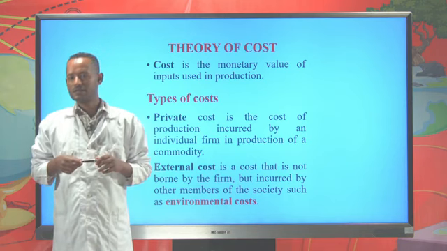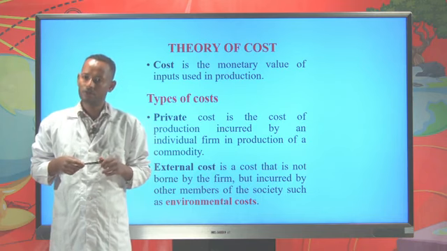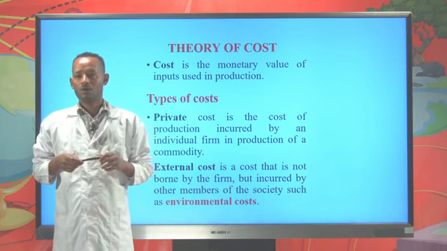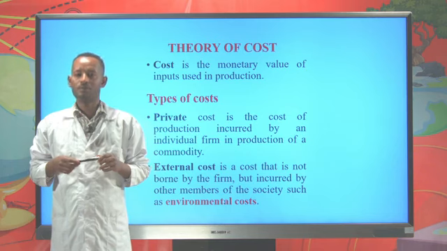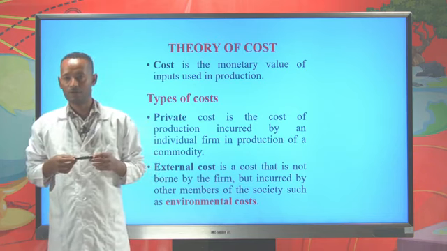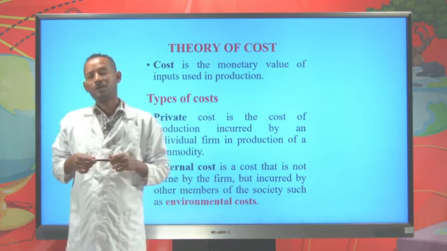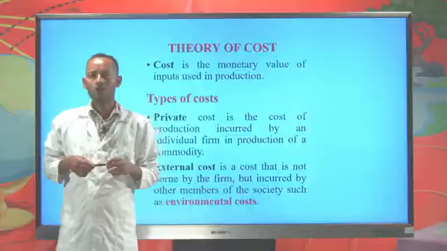In the previous lessons, we saw theory of production. Under the theory of production, we saw production function with one variable input, labor, and production function with two variable inputs, labor and capital, which is about isoquants. Today, we are going to see the theory of cost.